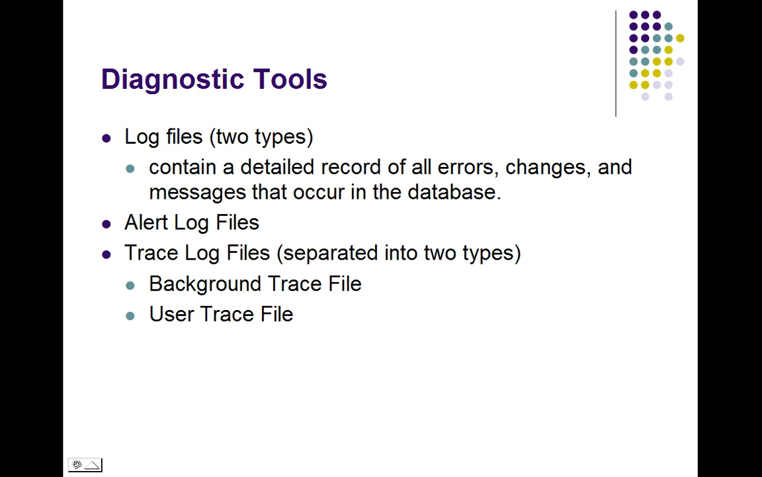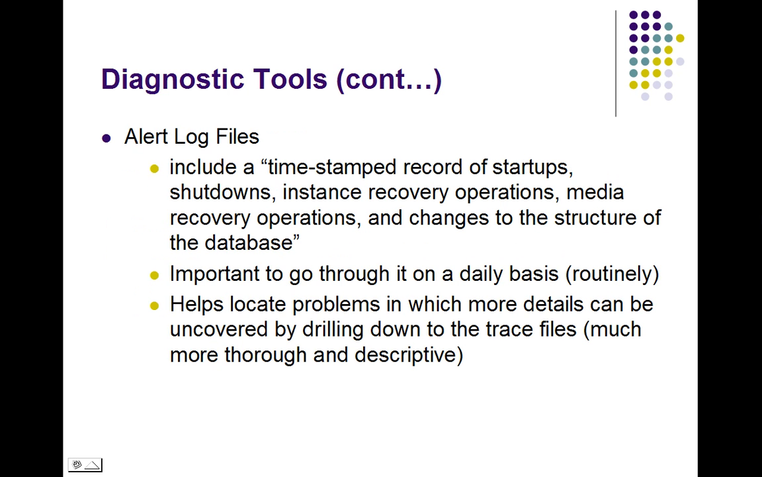Trace log files are the other, and trace log files can be separated into two types or branches, which are background trace files and user trace files. These files are used in different sequences to monitor the database in various ways. First off, the alert log files include a timestamp record of startups, shutdowns, instance recovery operations, media recovery operations, and changes to the structure of the database.